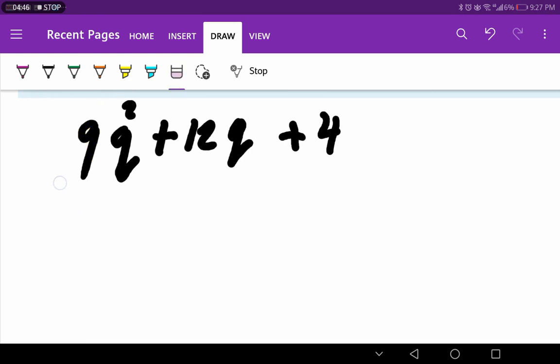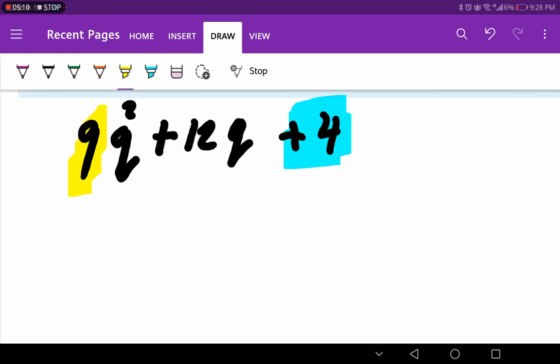Now actually the positive 4, what is it? It is a perfect square, and it is coming from 2 multiply 2. But before that, don't forget you have a coefficient here. So what do I have to do, teacher?